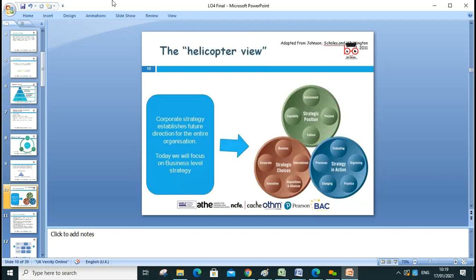And then we have the discussion of the helicopter view. The helicopter view is the corporate strategy, which establishes the future direction of the entire organization. Today we will focus on business level strategies. We can look at the strategic position with strategy in action and the strategic choices. So what is inside these bullet points?